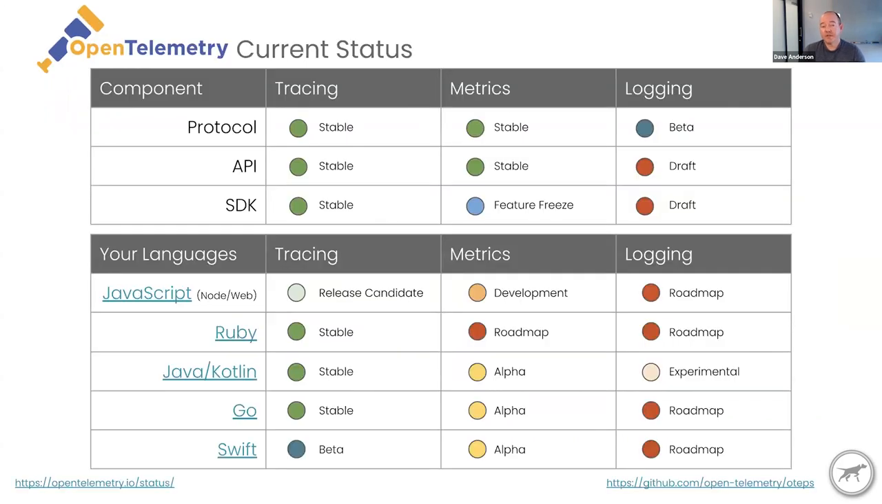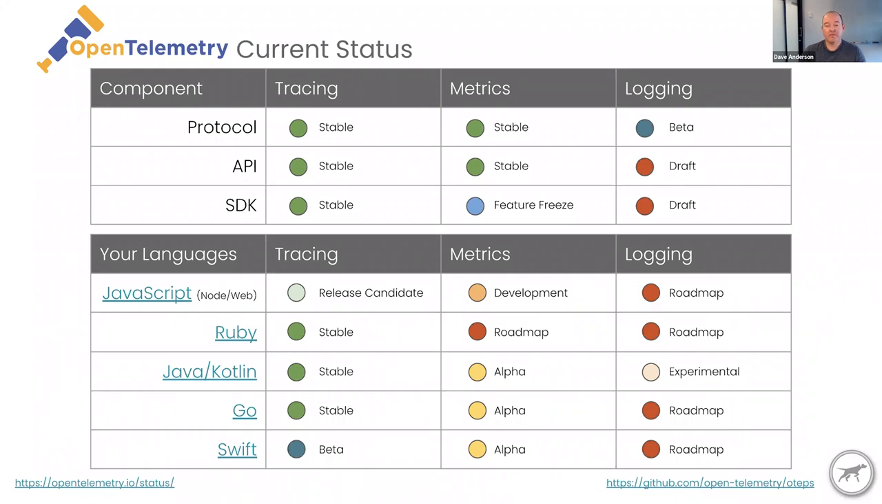OpenTelemetry is a somewhat new project over the last 2 years, and the tracing portion of OpenTelemetry is actually stable and being released as stable within the major languages now. JavaScript, Ruby, Java, Go, those languages have or are approaching stable releases for the API, SDK, and the protocol.